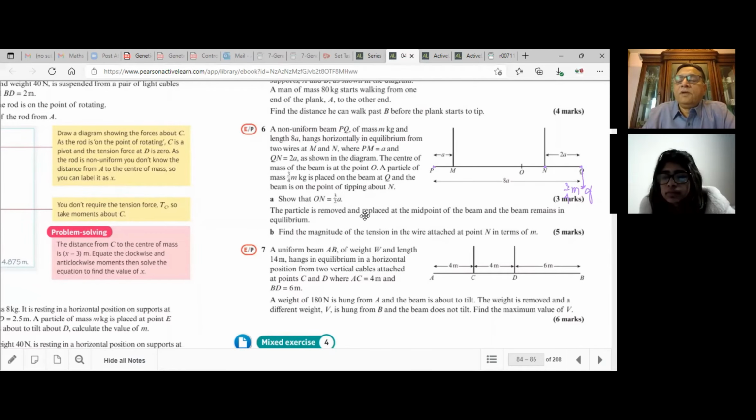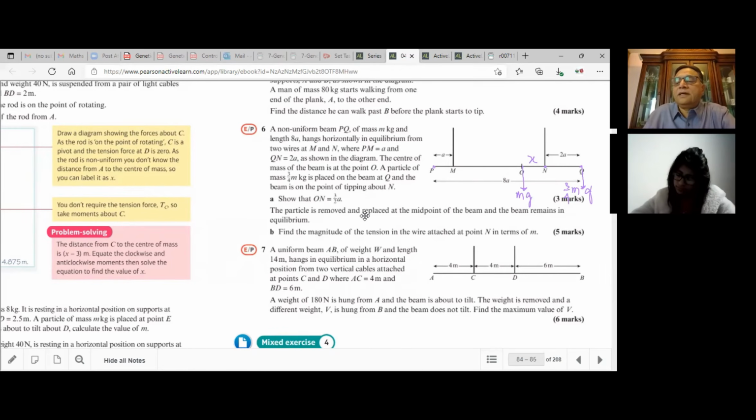The mass is m kg and it hangs horizontally in equilibrium from two wires M and N, with P to M being a and Q to N being 2a. The center of mass of the beam is at O. We don't know how far this is, so let it be x, and the weight at O is mg. I think the diagram is okay. Show that ON is 3/2 a.